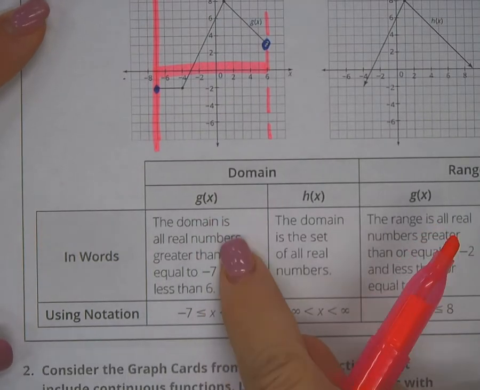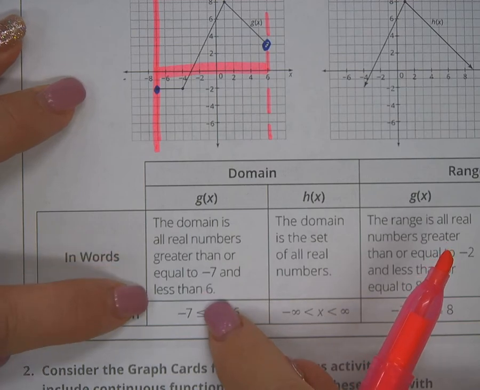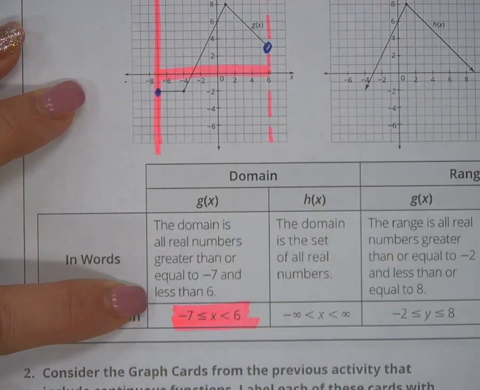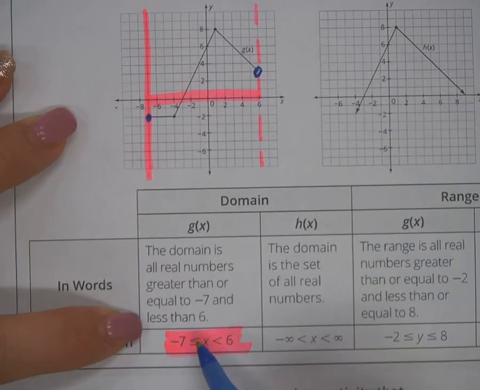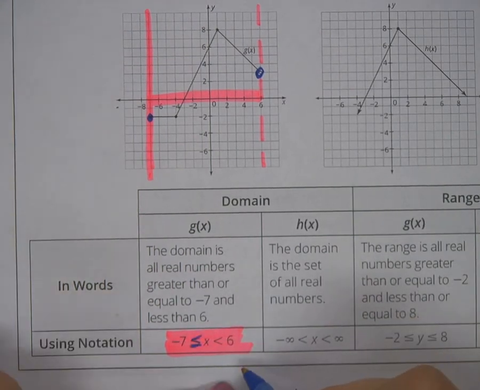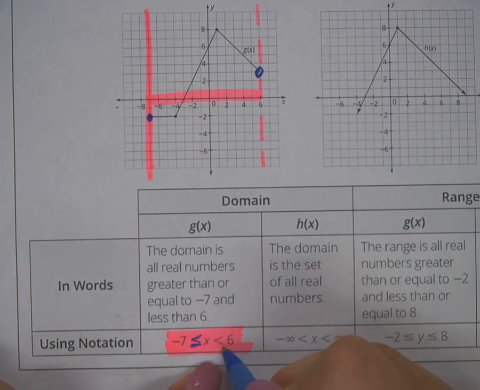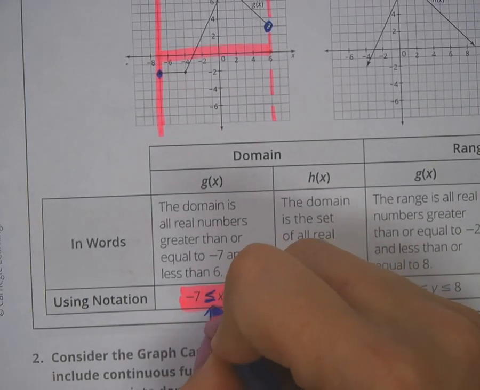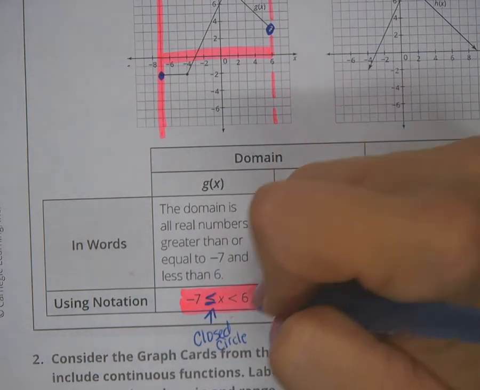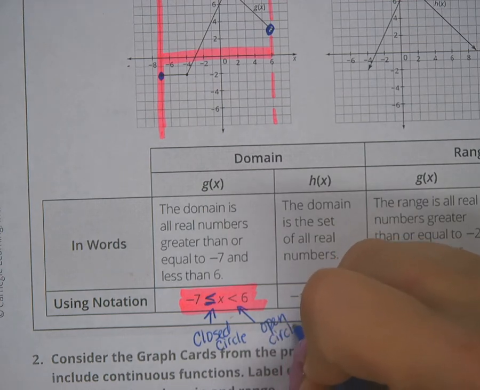So if you look down here in words, we would say the domain is all real numbers greater than or equal to -7 and less than 6. And it would be written as an inequality like this. Notice that when we want it to be greater than or equal to, we have this line here. And we want it to be just less than 6 when it's an open circle. Notice we don't have the equal to part. So this right here is when we have a closed circle. And just that symbol without the equal to part is what we do for an open circle.